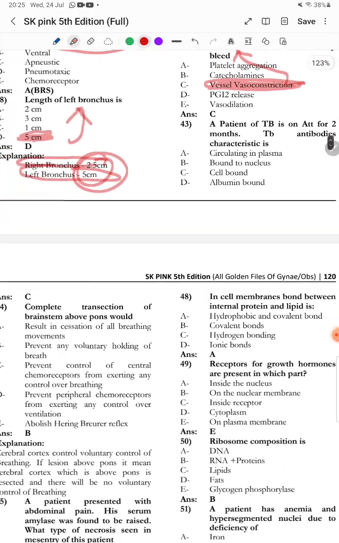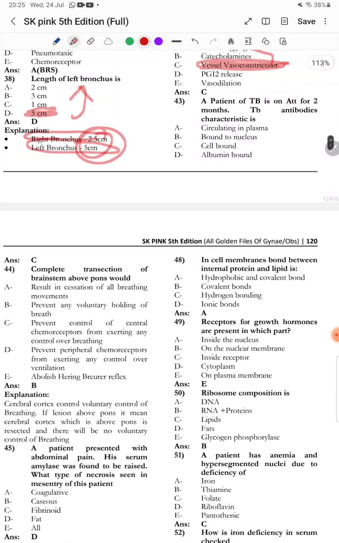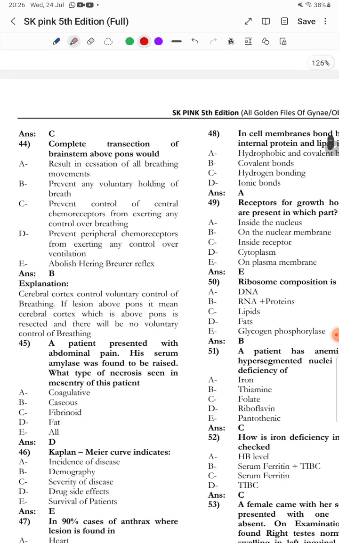A patient of TB is on anti-tuberculosis drugs for 2 months. TB antibodies are characterized by these are bound to cell bound antibodies.